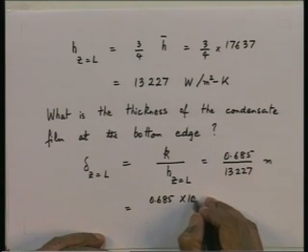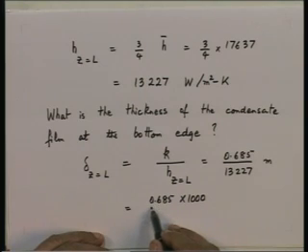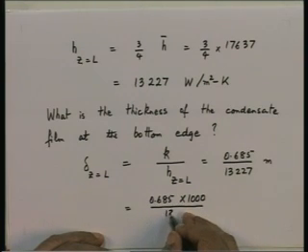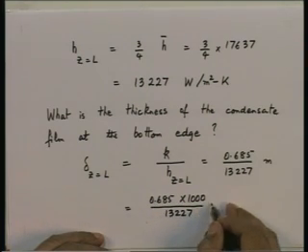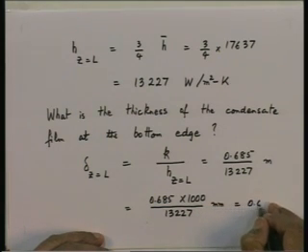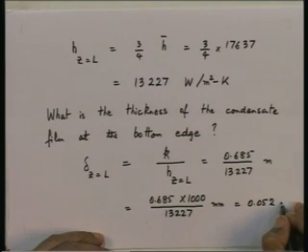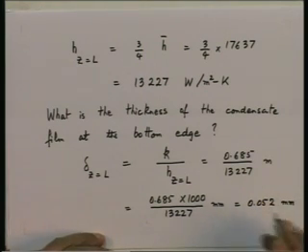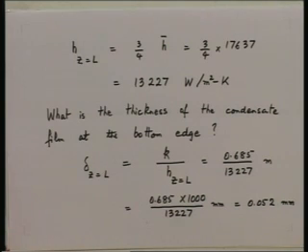into 1000 divided by 13,227 millimeters, which is nothing but 0.052 millimeters. So, notice how small the film thicknesses are, and that is also worth noting in terms of numbers. We get high values of H, very thin films which are flowing smoothly down the vertical plate or the vertical tube, as is the case in this situation.